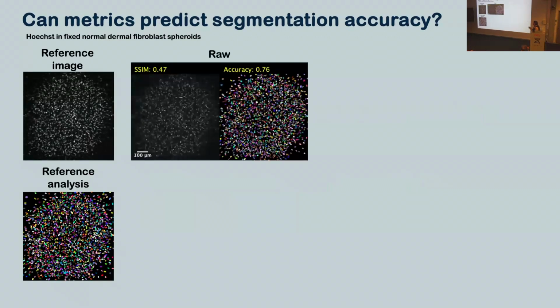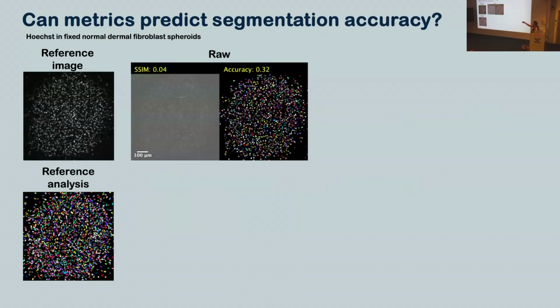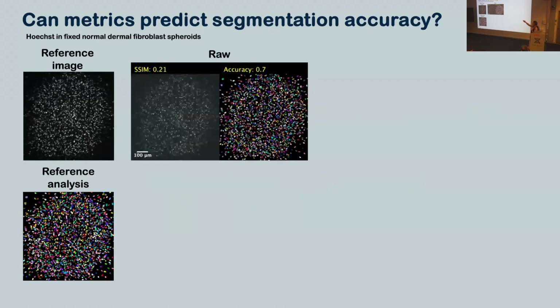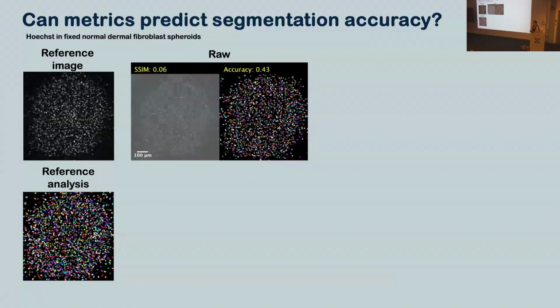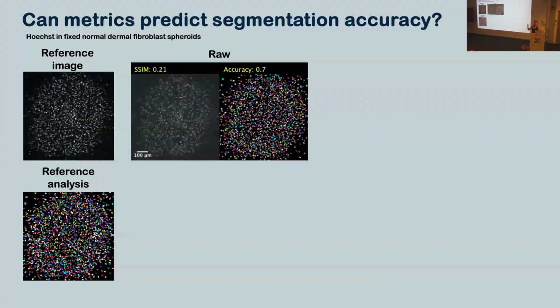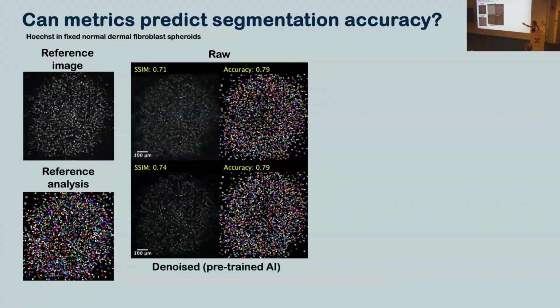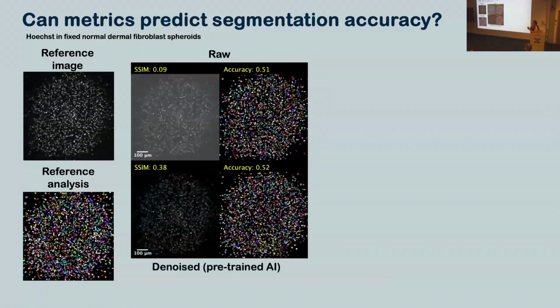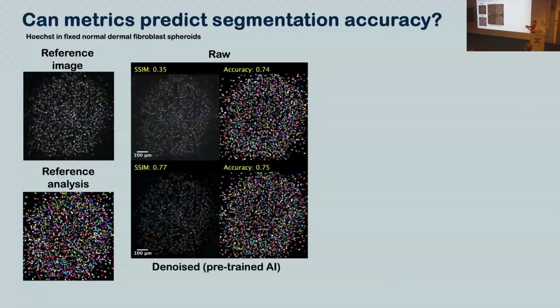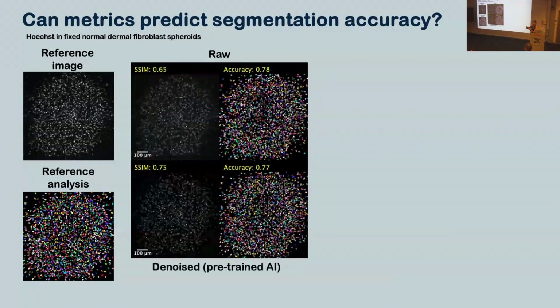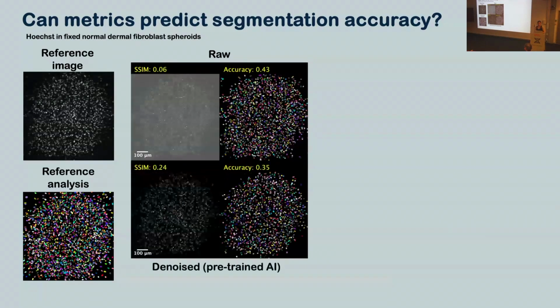So here's my raw data. Again, different illumination doses. And I've calculated here, just in this example, the SSIM value for the raw data and the analysis accuracy for the analyzed images. Then what we've also done is we've applied a load of different denoising methods to that raw data, recalculated the quality metric, and redone the segmentation. So we can see if the segmentation gets better if you do it on the denoised data.